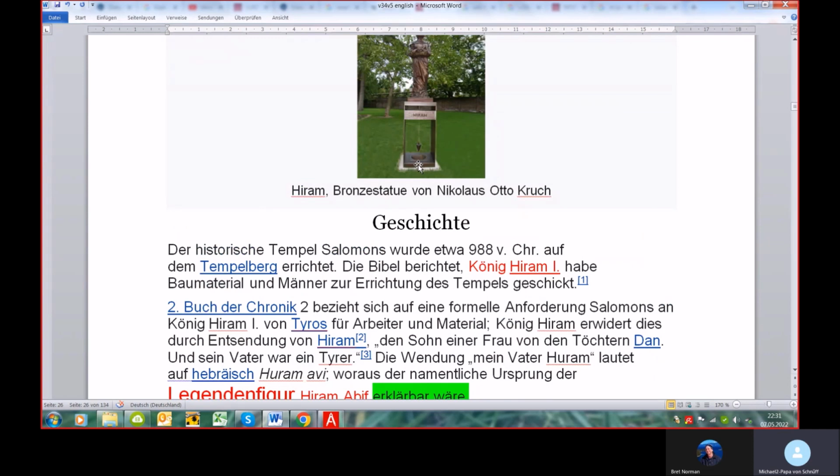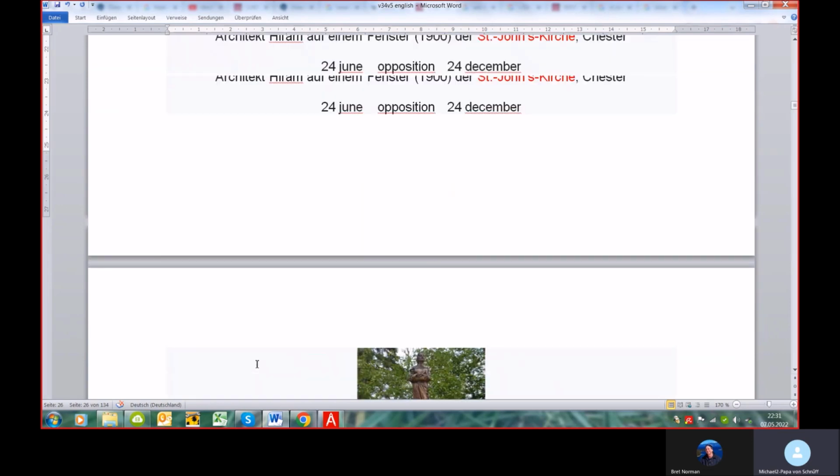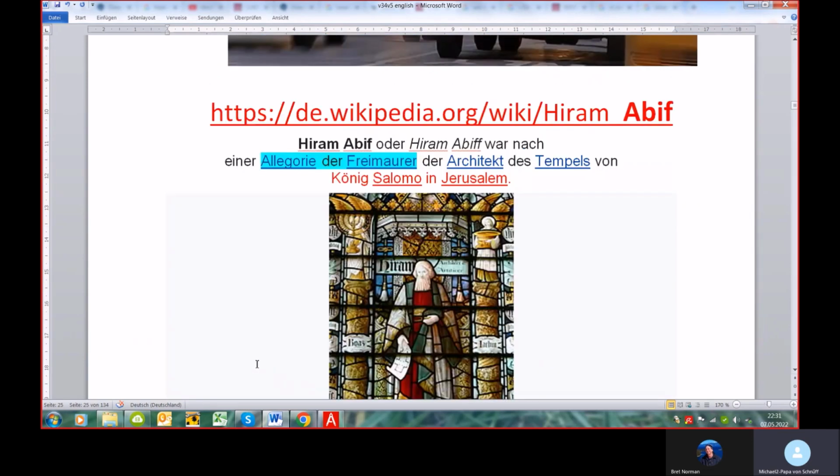So nobody knows where Abiff has actually originated from. Many people think that it is the quote "my father Huram". In Hebrew it means Huram Abi. And that would be the explanation why it is then being called Huram Abiff, so my father Hiram, but nobody knows for sure. This is just a legend, of course. So Hiram Abiff is not mentioned in the Bible. This is a legend of the Freemasonry.